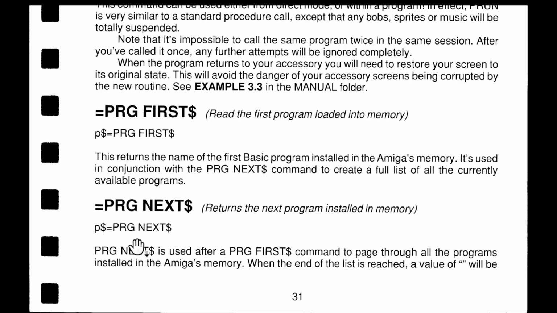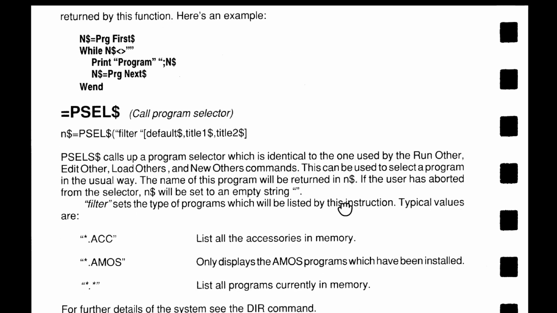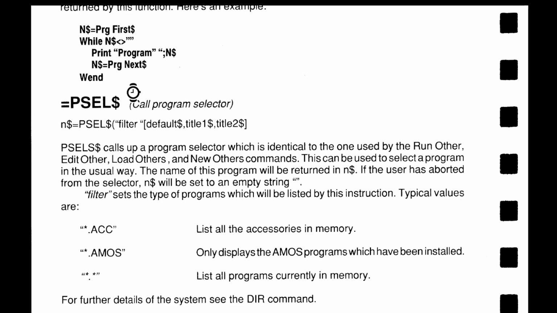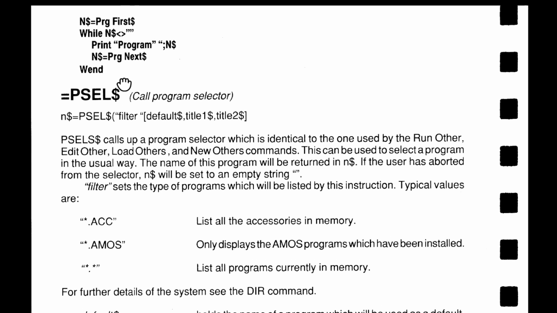P dollar equals PRG next dollar. PRG next dollar is used after a PRG first dollar command to page through all the programs installed in the Amiga's memory. When the end of the list is reached, a value of will be 31 returned by this function. Here's an example. N dollar equals PRG first dollar. While N dollar print program, N dollar. N dollar equals PRG next dollar.